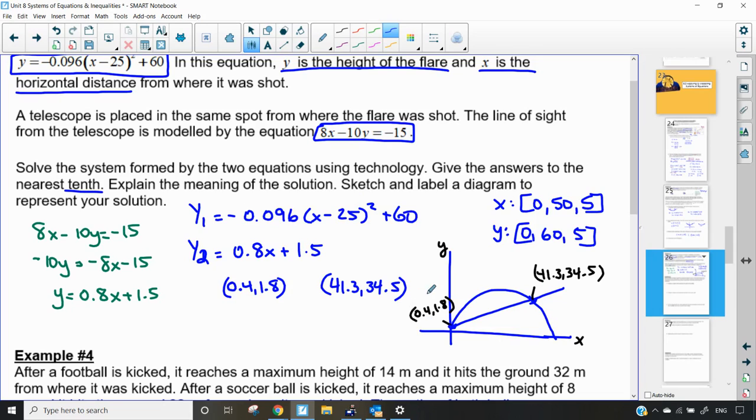Our first intersection point here is happening at 0.4 and 1.8. So that means 0.4 feet or meters, we don't know, there actually haven't been units given in the question here, but 0.4 units from where that flare took off and 1.8 units above the ground, we're going to see that flare for the first time and it's going up. Now, as that flare is coming back down, 41.3 units and 34.5 units above the ground, we're going to see that flare come back into sight. So we have our line of sight there. We're going to see that flare 2 times, once it's going up and once it's coming down.